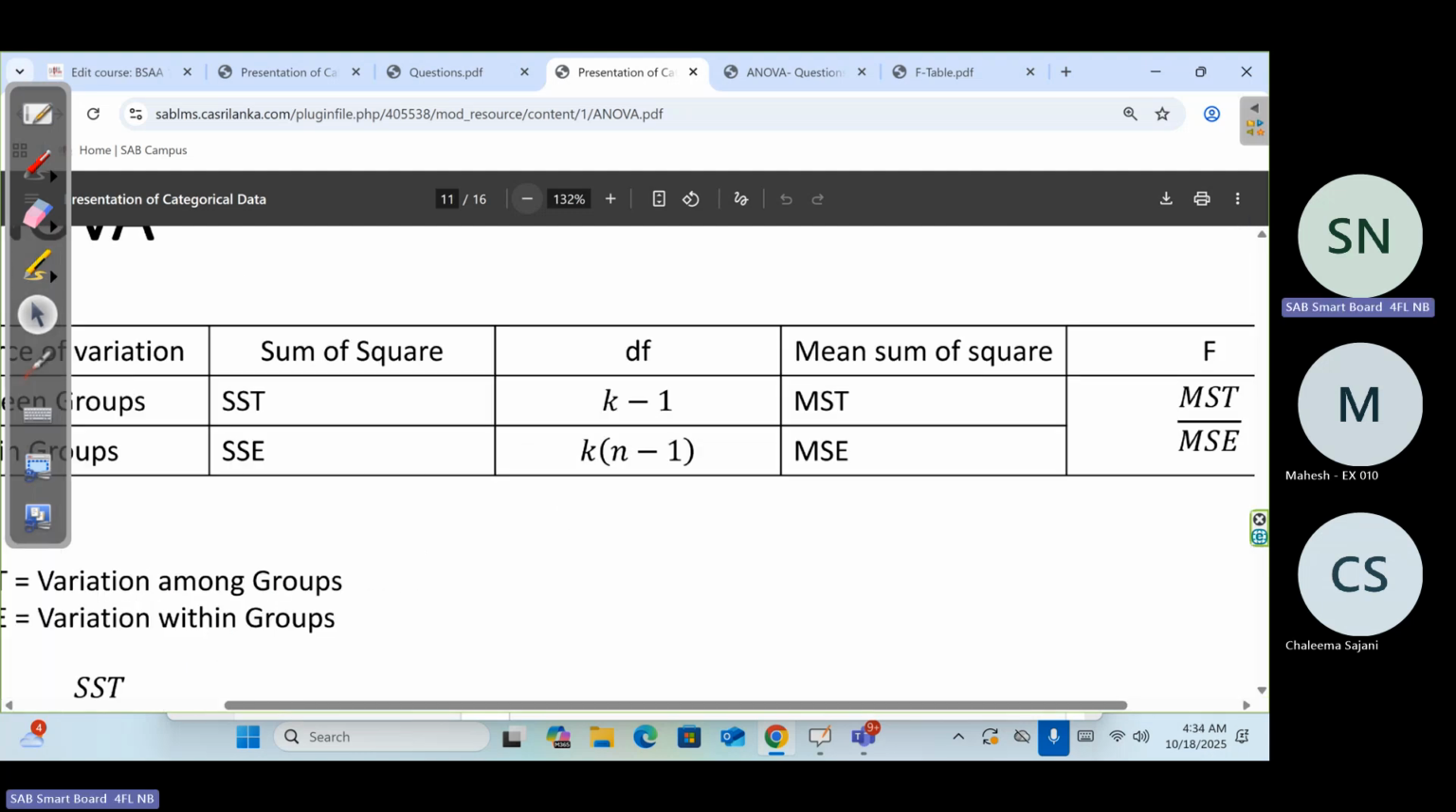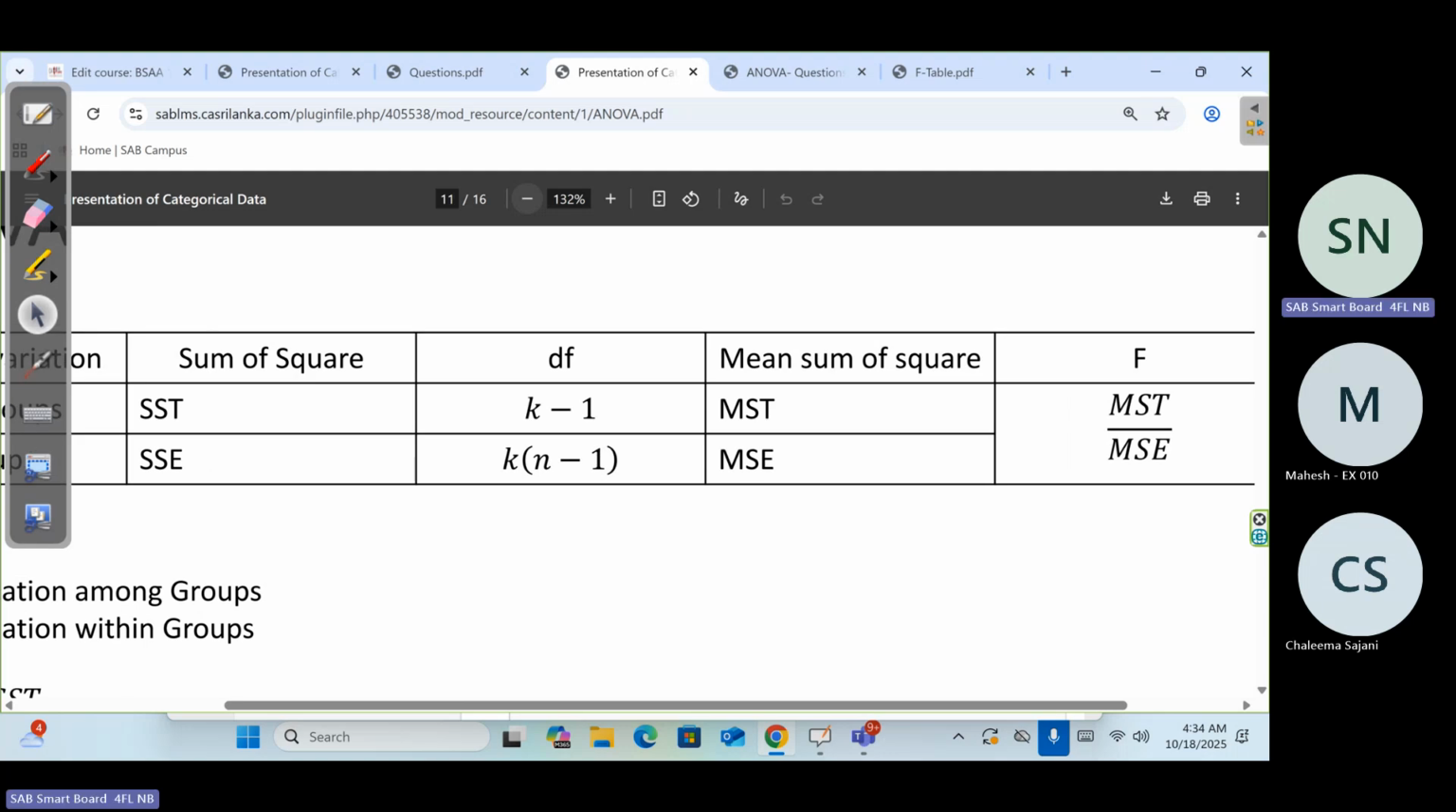Then here we use K into N minus 1. K means, now you know, what is the K? How many groups are there? Simple. N means how many observations in each group. According to our example, K is how much? K is 3. Each group consists of 5, so N equals 5 minus 1. Here 3 into 4. Understood? Then here degree of freedom is 12.